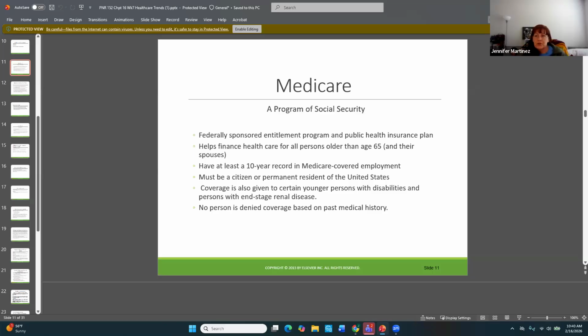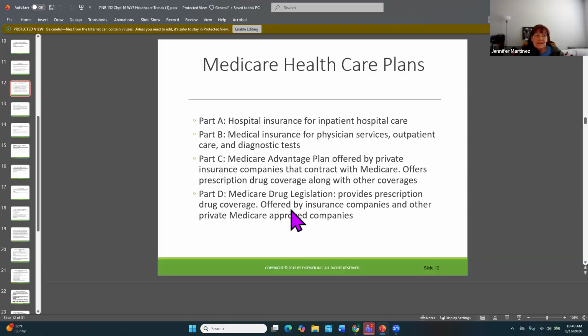No person is denied coverage based on past medical history. So if you have a pre-existing condition, maybe you had cancer, whatever, you cannot be denied coverage based on your past medical history. Medicare has pretty extensive healthcare options. There are lots of different moving parts within Medicare.